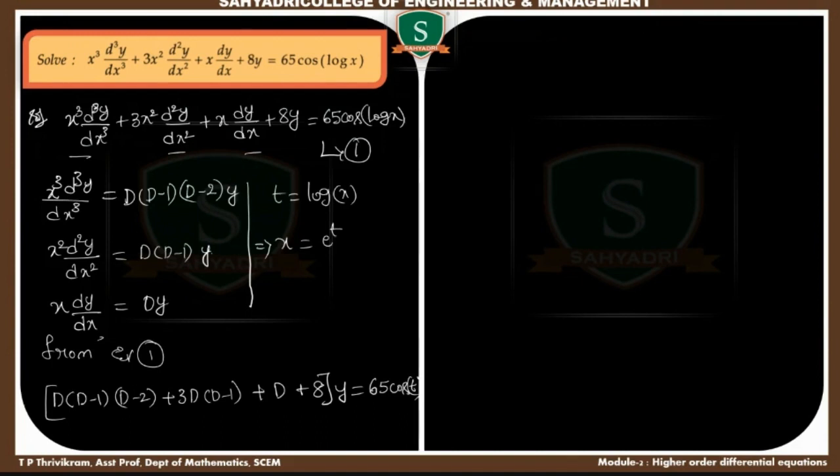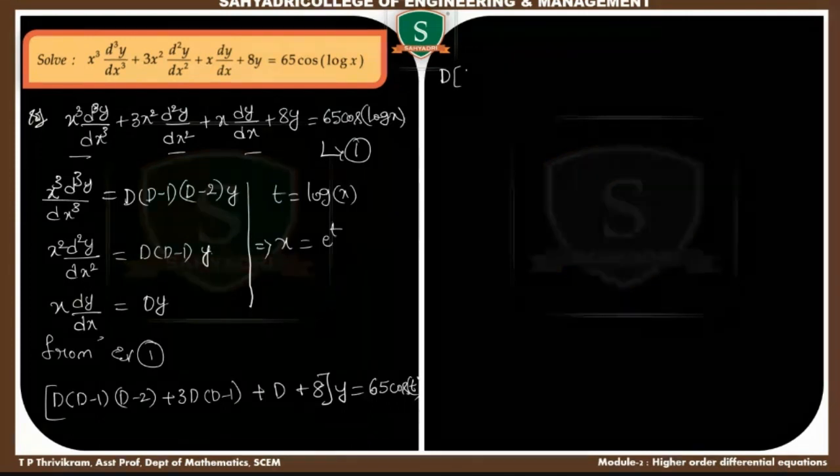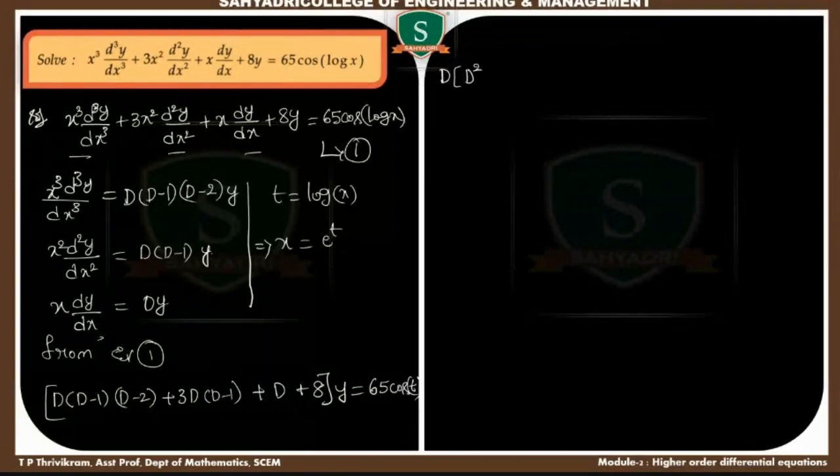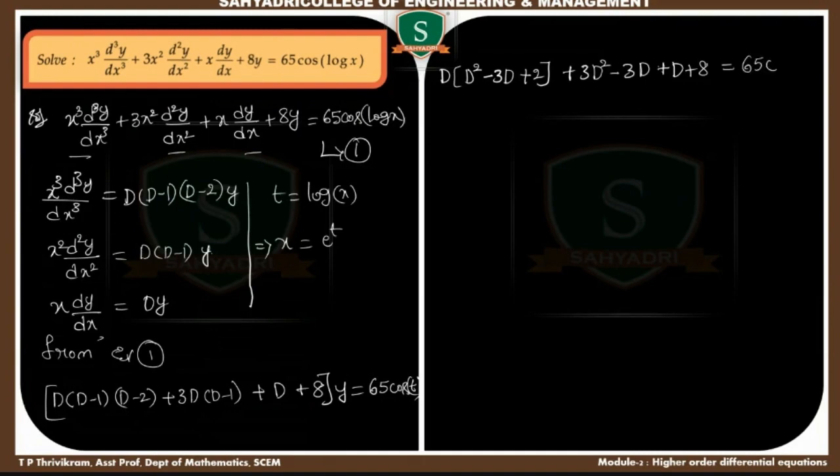So simplify the left hand side: d into d minus 1 into d minus 2 means d cube minus 2d square minus d square plus 2d, so you'll get minus 3d square plus 2d. Plus 3 into d into d minus 1, you'll get 3d square minus 3d, plus d plus 8, is equal to 65 cos t.